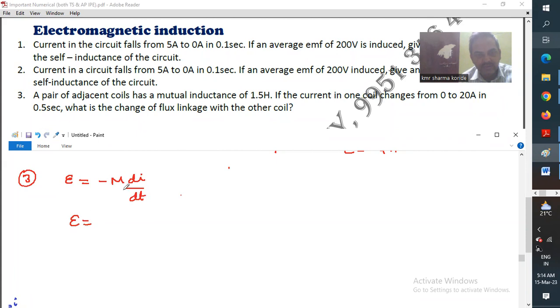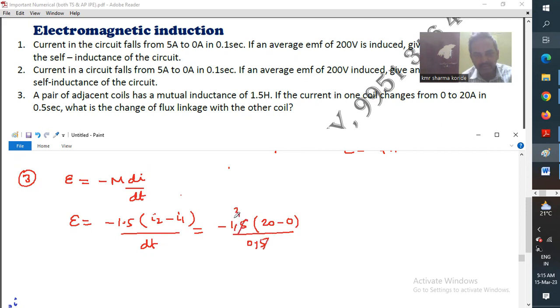So EMF is the question. M is 1.5, di is nothing but I2 minus I1 divided by dt. So therefore minus 1.5, I2 is 20, I1 is 0. So 0 turned as 20 within 0.5 seconds. Point cancel, this is 3 times. The answer is minus 60. Minus 60 EMF means volts.